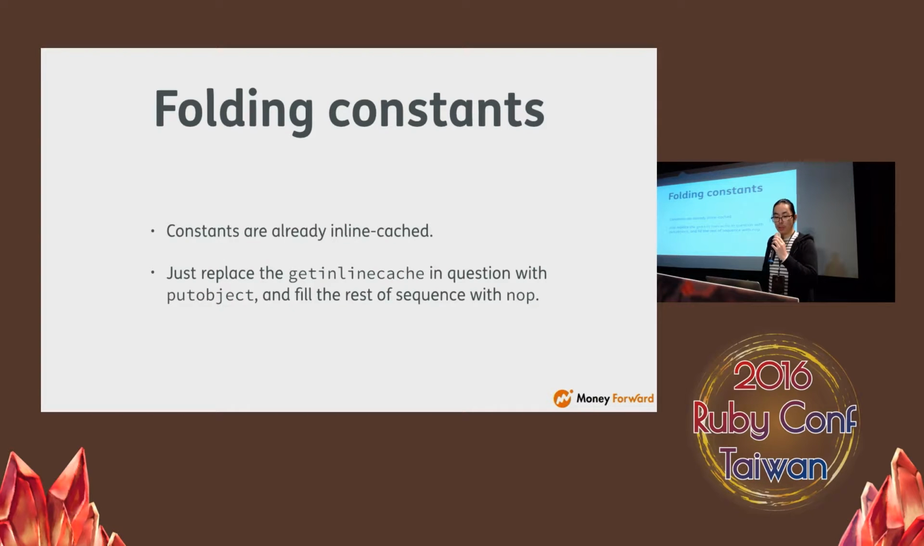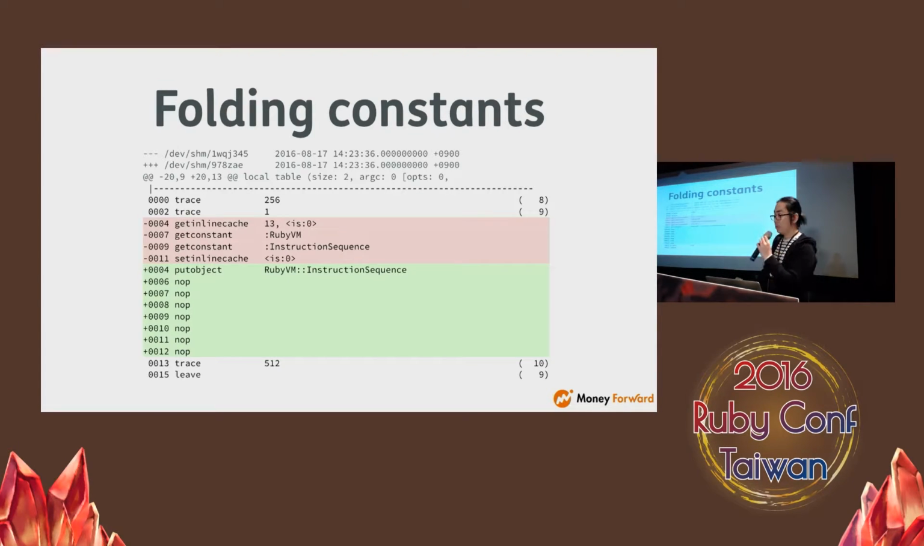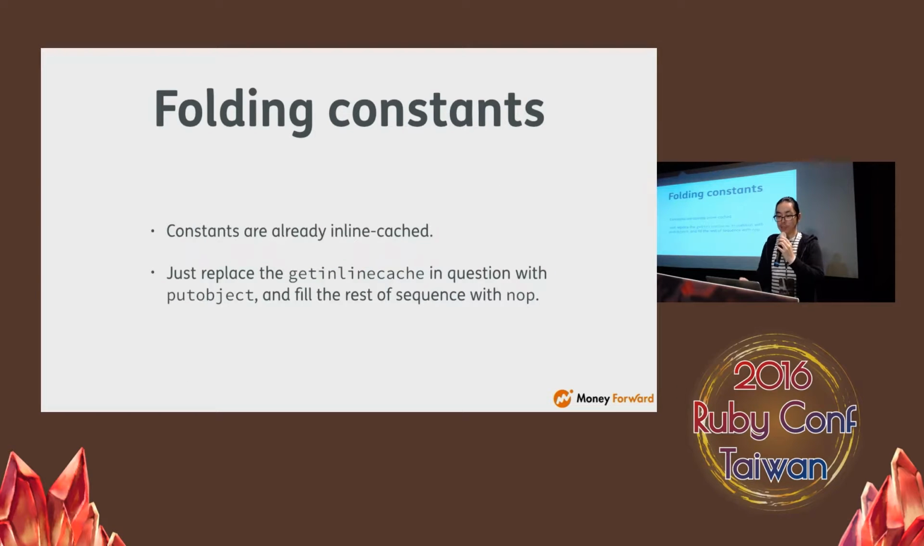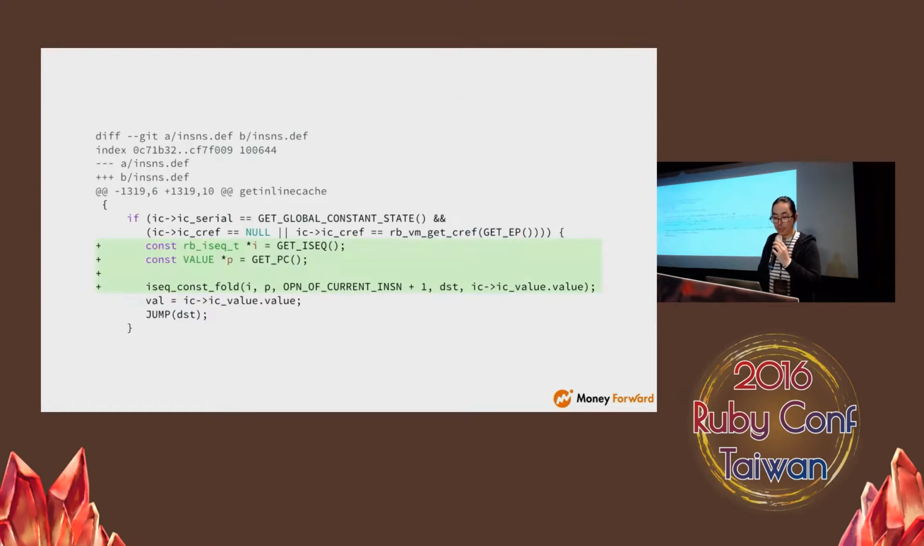This is, in fact, pretty straightforward because constants are already inline cached. Back on one page again. Can you see the first deleted instruction is getinlinecache? It is in fact inline cached. So we replace the set of sequence with the already cached constant value. That's very, very easy.